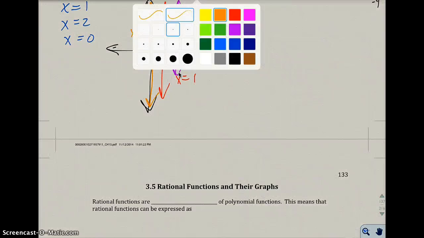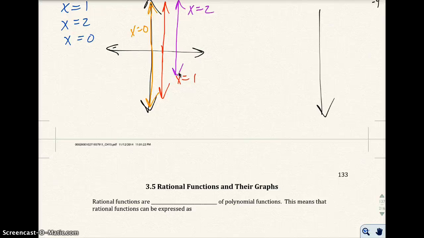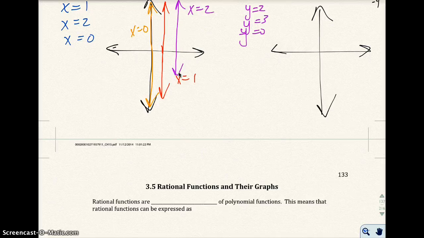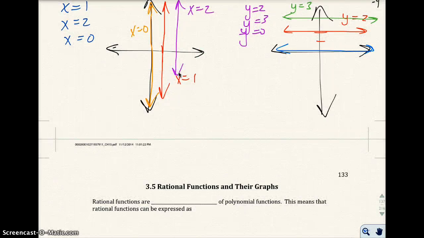And similarly, if I had the equations y equals 2, y equals 3, and then y equals 0, what would those look like? Y equals 2 would be this line right here. And y equals 3 would be this line right here. So if that's true, then what would y equals 0 look like? Y equals 0 would be right here on the x-axis. Okay? So don't forget that as we go through this section.